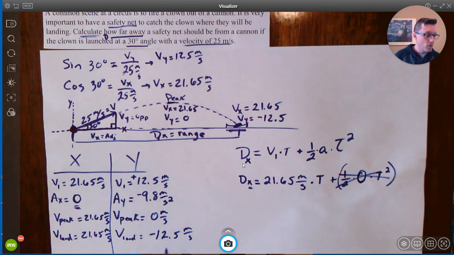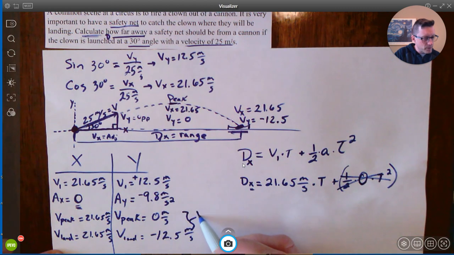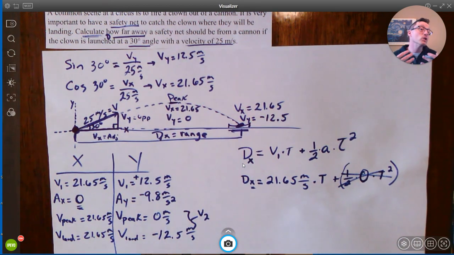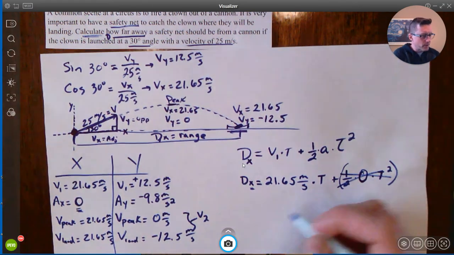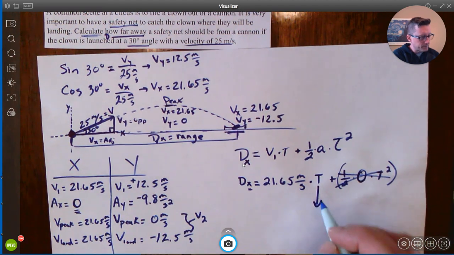So let's look at this. What do we know? We have a V1, we have an A, and either of these could be used as a V2. Now go back and look at your equation sheet. What equation has a V1, it has an A, it has a V2, and it also has a T? We're looking for the T, and we have those other three. Do that real quick. Pause the video. Figure out which one we have. You'll find two of them. Okay? We have two equations that are going to find T for us.